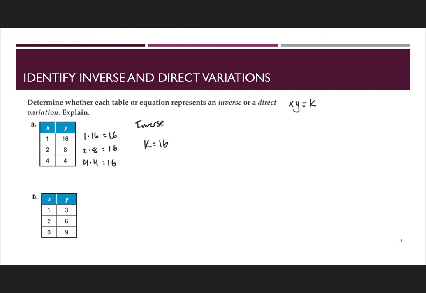Now let's try table letter B. Okay, I got 1 times 3 is equal to 3. And then I got 2 times 6 is equal to 12. And immediately it fails. So it's not an inverse. Let's check and see if it's a direct variation. So, adding to the other side, so this is going to be plus 1, plus 1, plus 3, plus 3, and it is a direct variation.